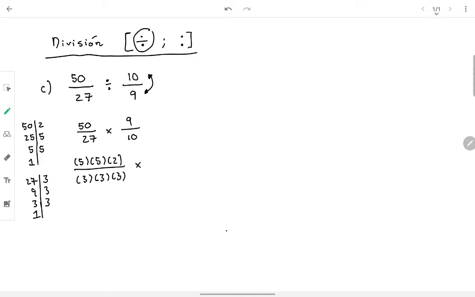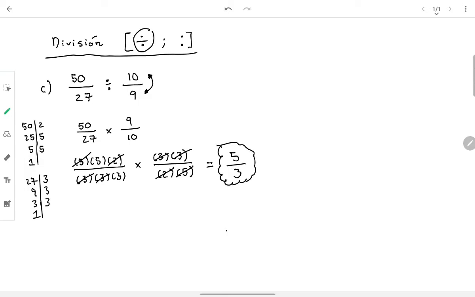That gets multiplied by 9, that is 3 multiplied by 3. 10 is 2 multiplied by 5. We can eliminate the same numbers, 5 and 5, 3 and 3, 3 and 3. So our final answer will be 10. No, sorry, we don't eliminate these twos. These two and these two can get eliminated. So we will have as a final answer only 5 over 3. And that will be our final answer.